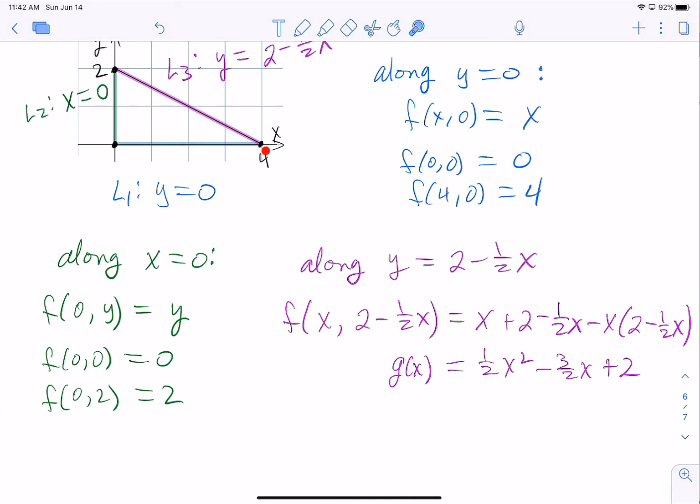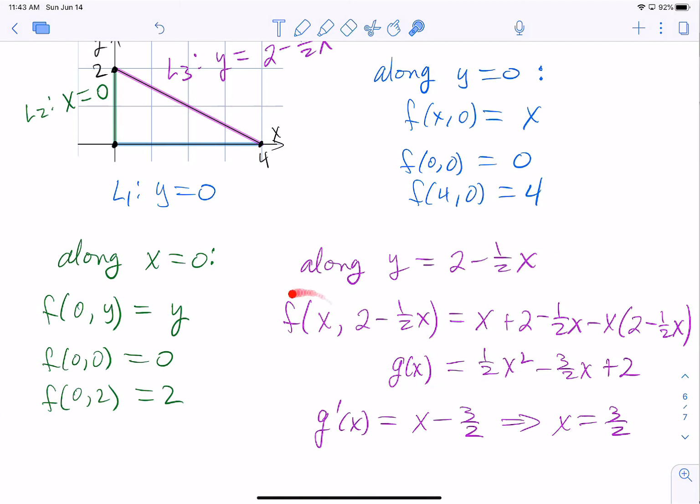To find out the maximum or minimum values along that curve L3, I need to find out the maximum or minimum values for g of x. So I'm going to take its derivative, g prime. And g prime is equal to x minus 3/2, which means that x equals 3/2 is a critical number for g of x.